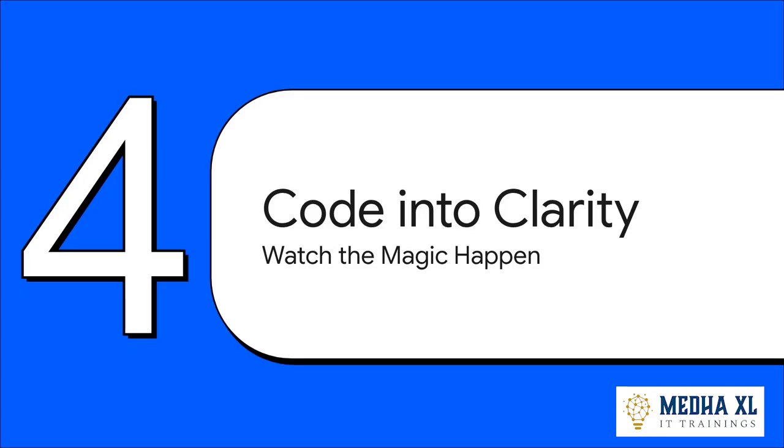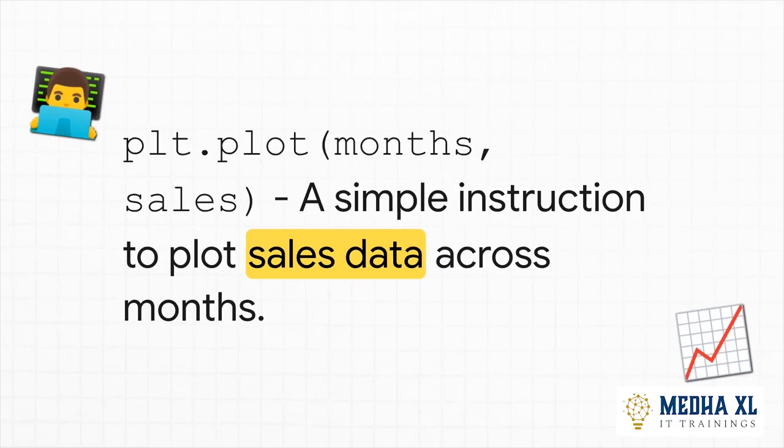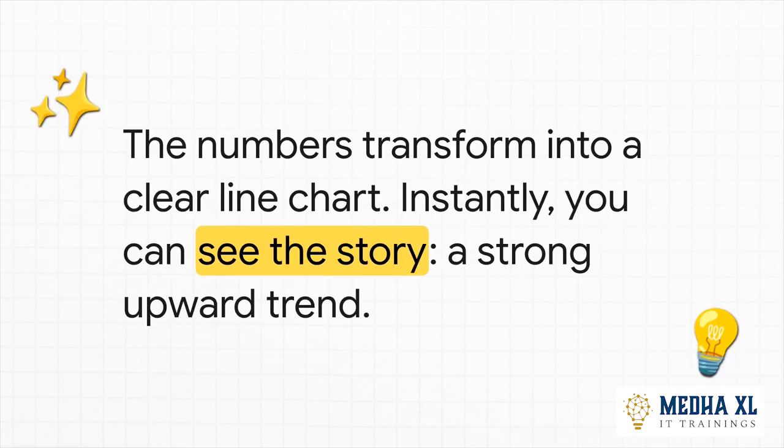All right, enough theory. This is where it gets fun. This is where we turn simple instructions into instant understanding. It's time to watch the magic happen as we turn a little bit of code into total clarity. Hey, remember that table of sales data from before? To see it as a picture, we give our computer this one simple, super readable instruction. We're basically just saying, hey Python, just plot our sales data across all the months. That's literally it. And with that single command, the numbers from that boring table just transform. You get this clear line chart, and you can instantly see the story. After a little dip in February, sales started a really strong upward climb. The insight is immediate. You just get it.